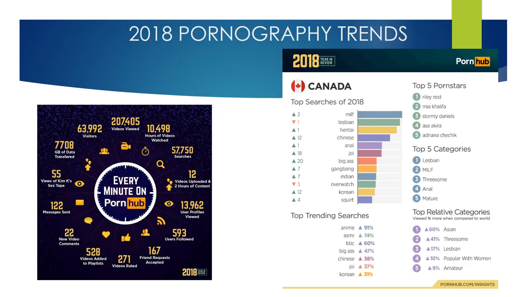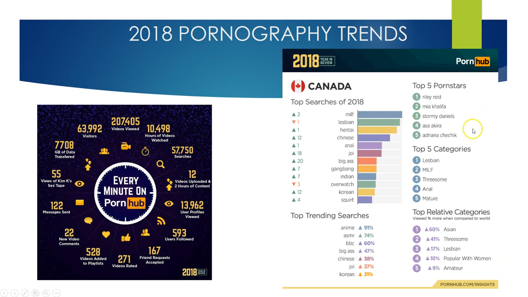I just thought I'd pull some of these. So some of the top searches for Canada are MILF and lesbian. Hentai is really big, which is kind of interesting. Trending searches and top trending searches in the world is anime. So lots around cartoons. Porn stars.